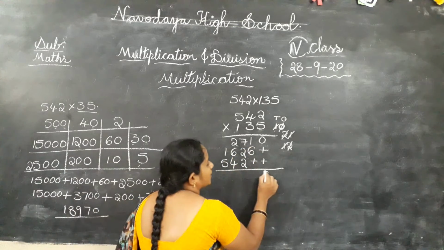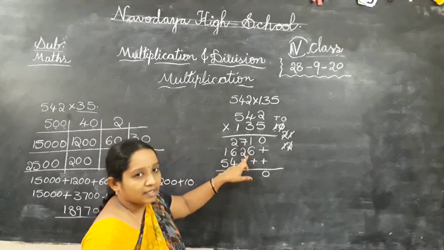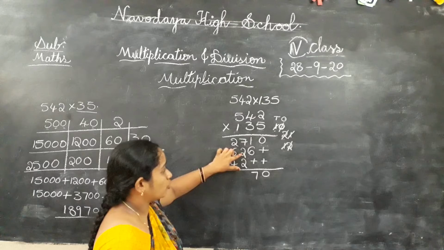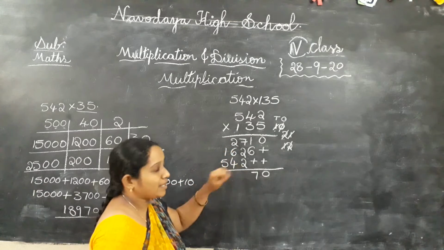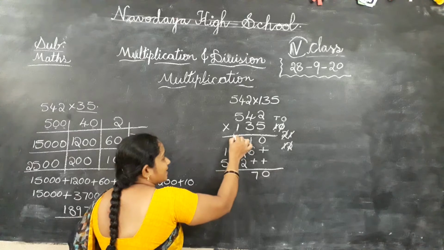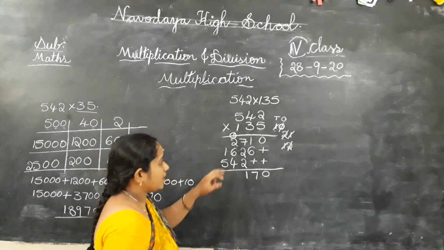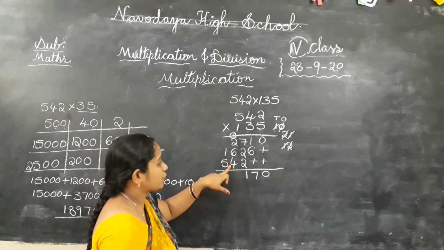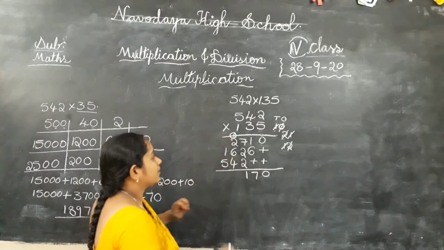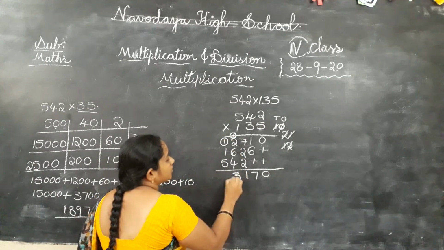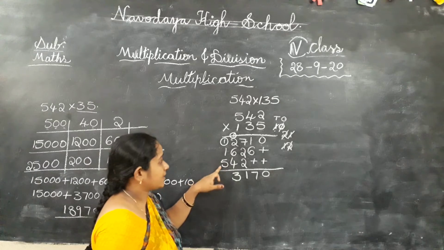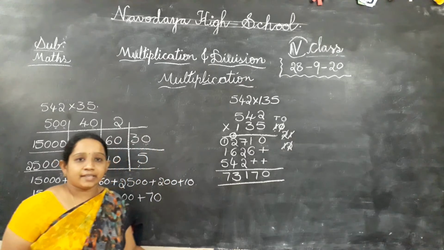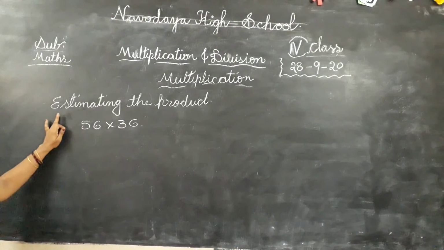0 in the ones place. Next, 1 plus 6 in the tens place. 1 plus 6, how much? 7. Next, 7 plus 2 is 9. 9 plus 2 is 11. 1 is carried forward, 1 is in the answer place. Next, 2 plus 6 is 8. 8 plus 4 is 12. 12 plus 1 is 13. 1 plus 5 is 6. 6 plus 1 is 7. The answer is 73,170. Next concept is estimating the product.